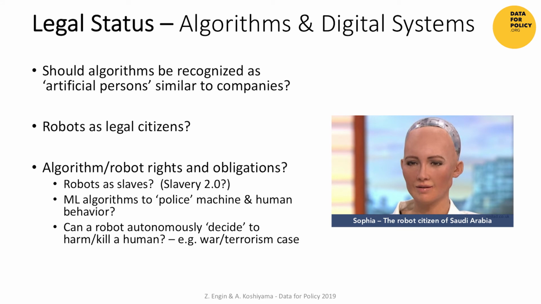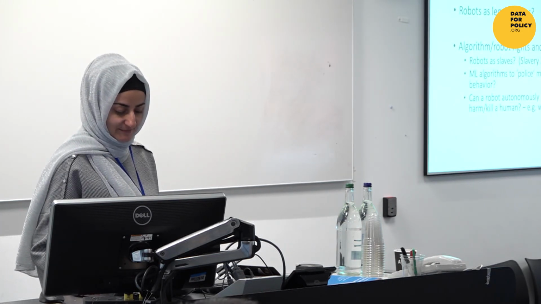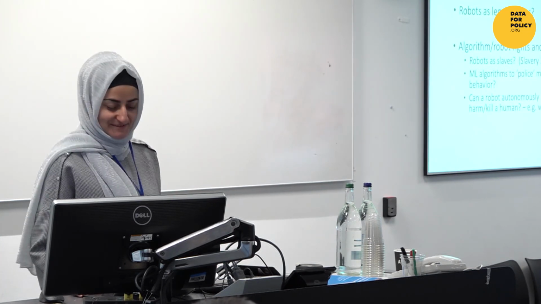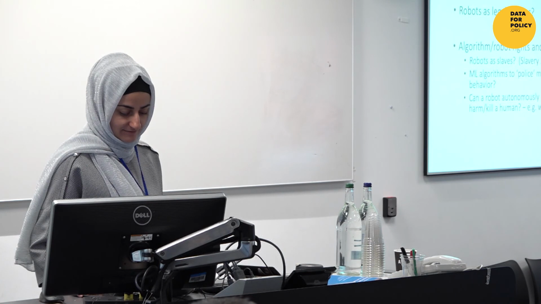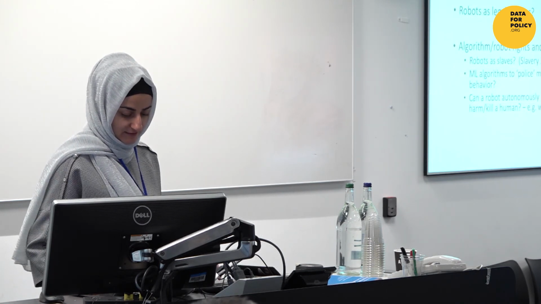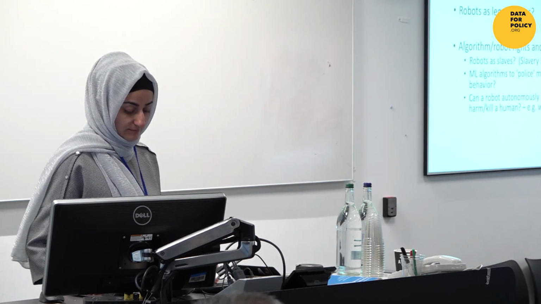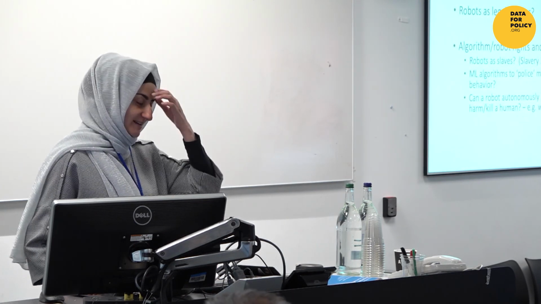Just a couple of other things. Should algorithms be recognized as artificial persons, similar to companies in legal systems? I have heard judges discussing this, so it is in discussion, whether we buy it or not. It is offered as a solution. We have this lady robot as a legal citizen of Saudi Arabia. That is another concept. There are discussions around robots' rights and obligations. So are we having them as our slaves? Is that another phase of slavery?